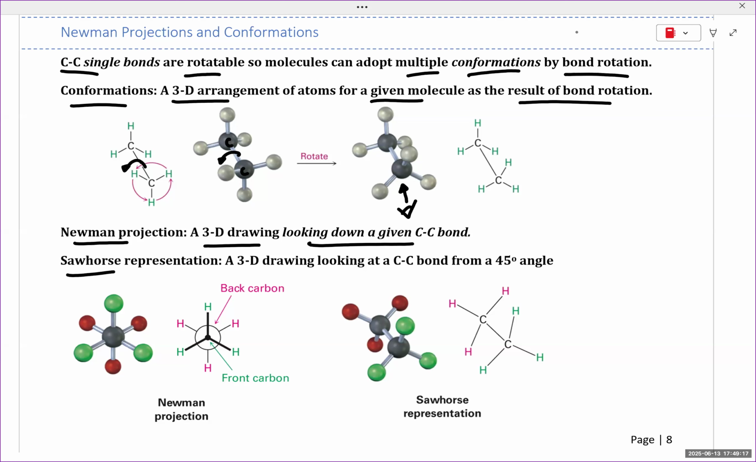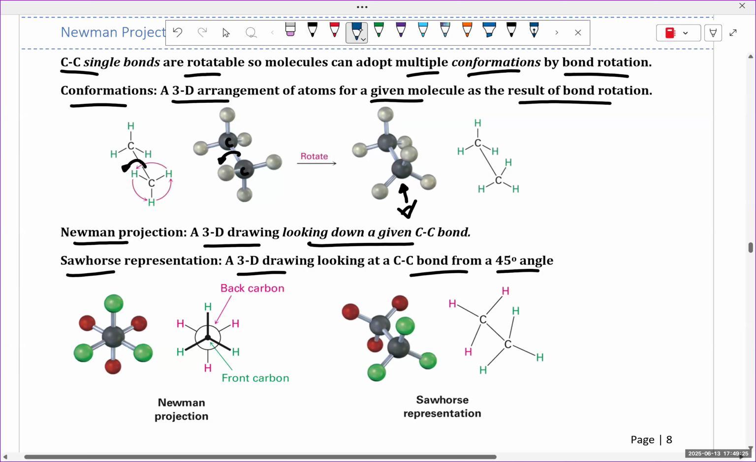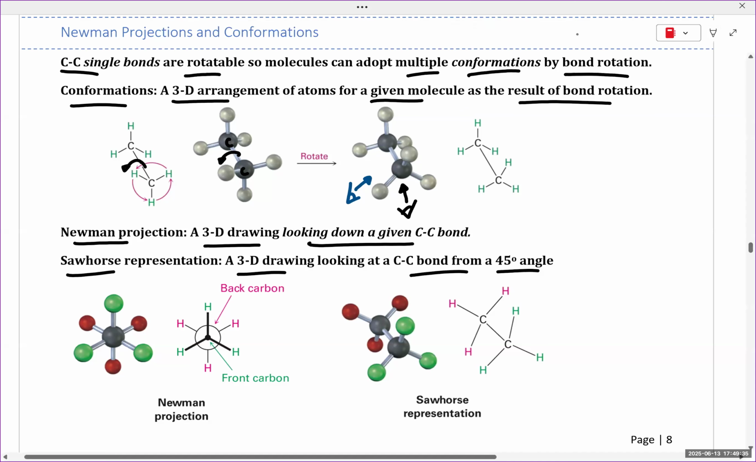A sawhorse representation is a 3D drawing looking at a carbon-carbon bond from a 45-degree angle. So for the sawhorse projection, you're looking at it almost from the side-on view. Why do we care about the sawhorse projection? Sometimes it lets us see things that are more difficult to see in the Newman projection.